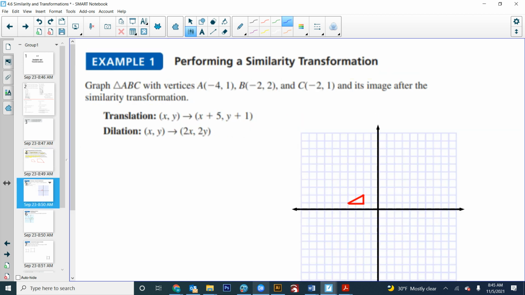All right, let's do a similarity transformation. We're going to graph ABC. A is (-4, 1). B is (-2, -2). And C is (-2, 1).